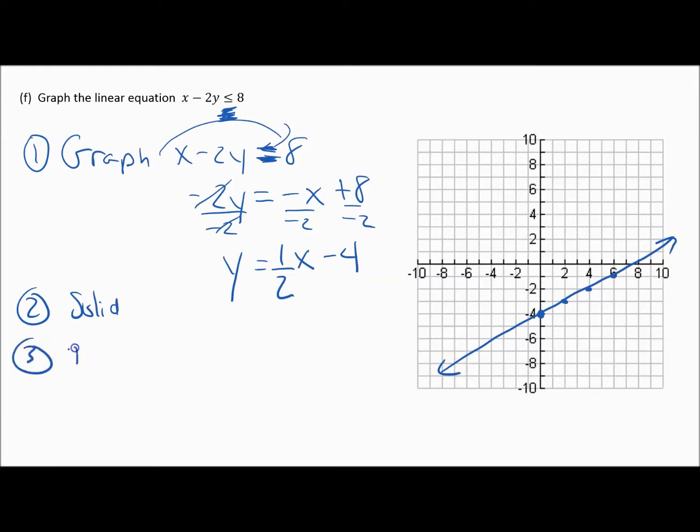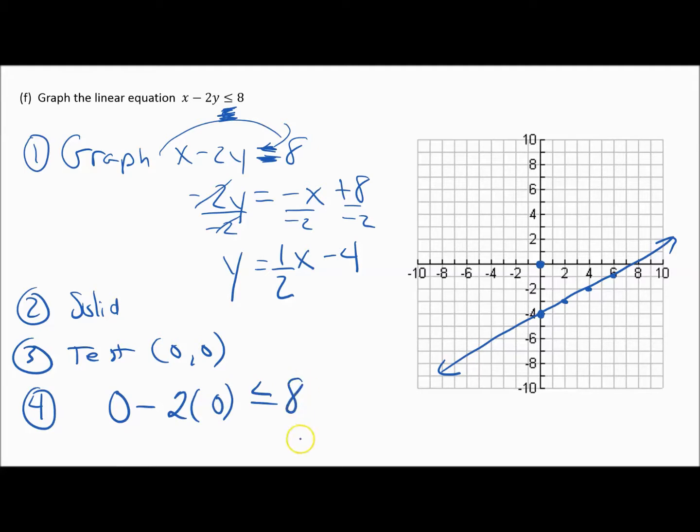Step 3, let's pick a test point. Once again, anytime I can pick 0, 0, I do. And how do you know you can pick it? If it doesn't lie on your line that you just graphed, you can pick it. So I plug that into my original problem, 0 minus 2 times 0. Is that less than or equal to 8?